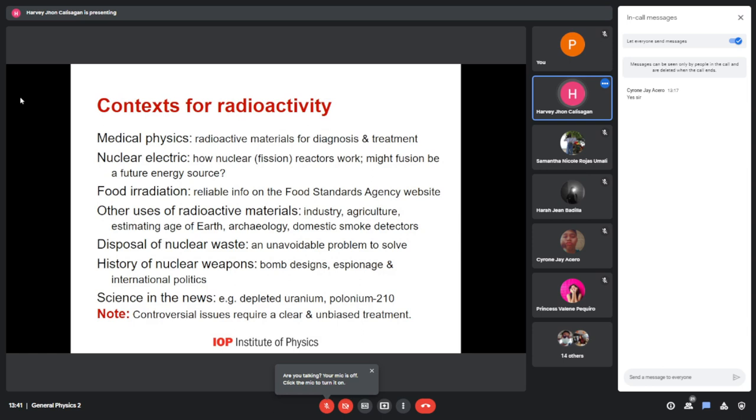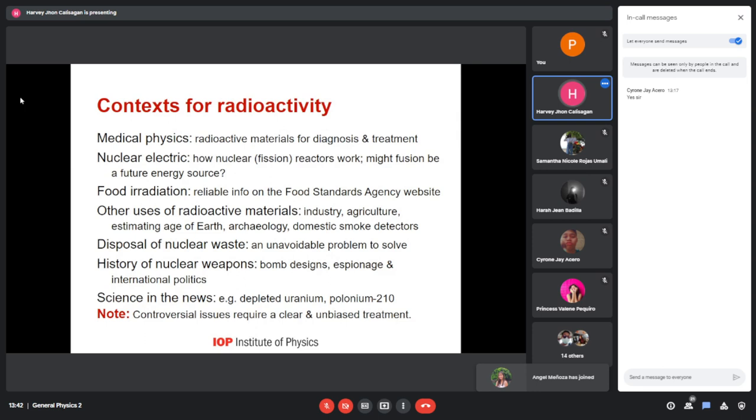Some of the waste will flow to the water. Some of it will be absorbed by the soil, and some of it can go into the air. Nuclear waste is really dangerous because of its radiation.